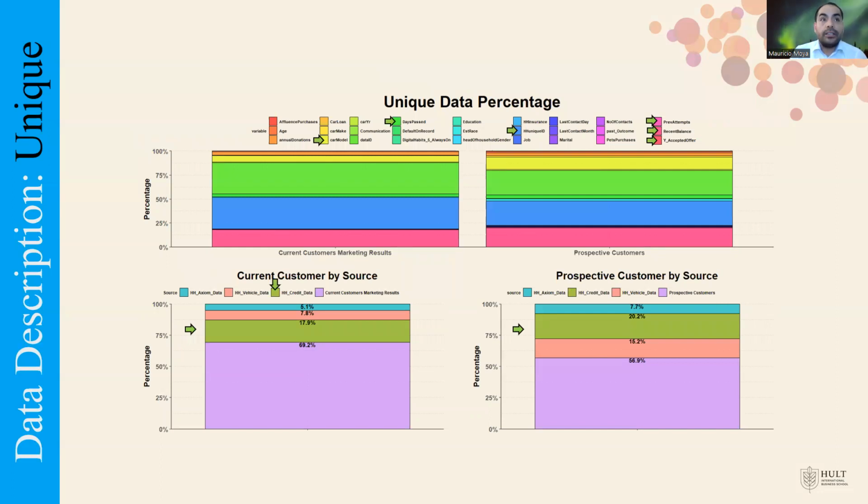Now we can see the uniqueness of data split by plots. We can see that the origin data frames, like current and prospective, had 50 to 60% of the source data, and then 20% came from the credit data. After that, we can see the vehicle data, and at the end, the action data.